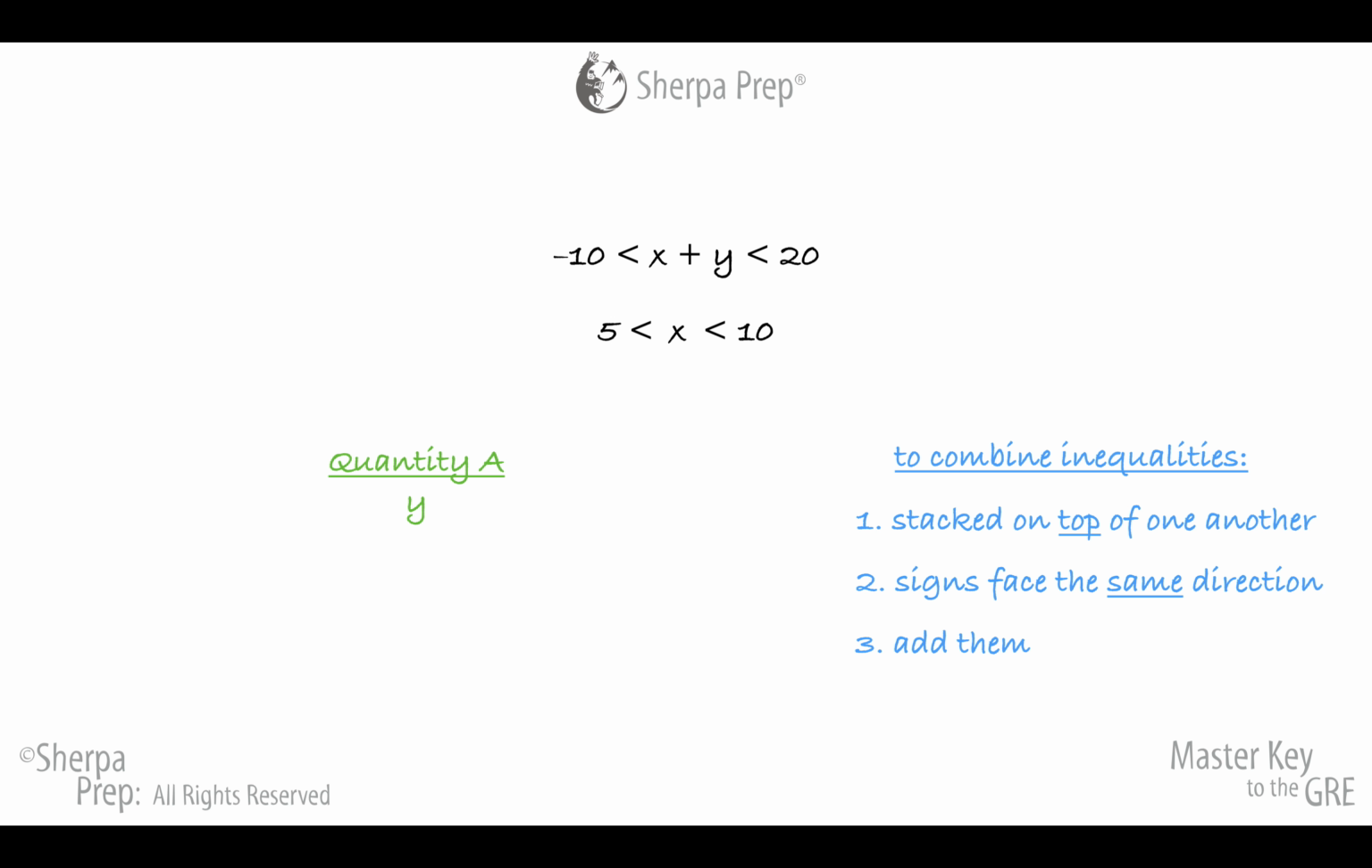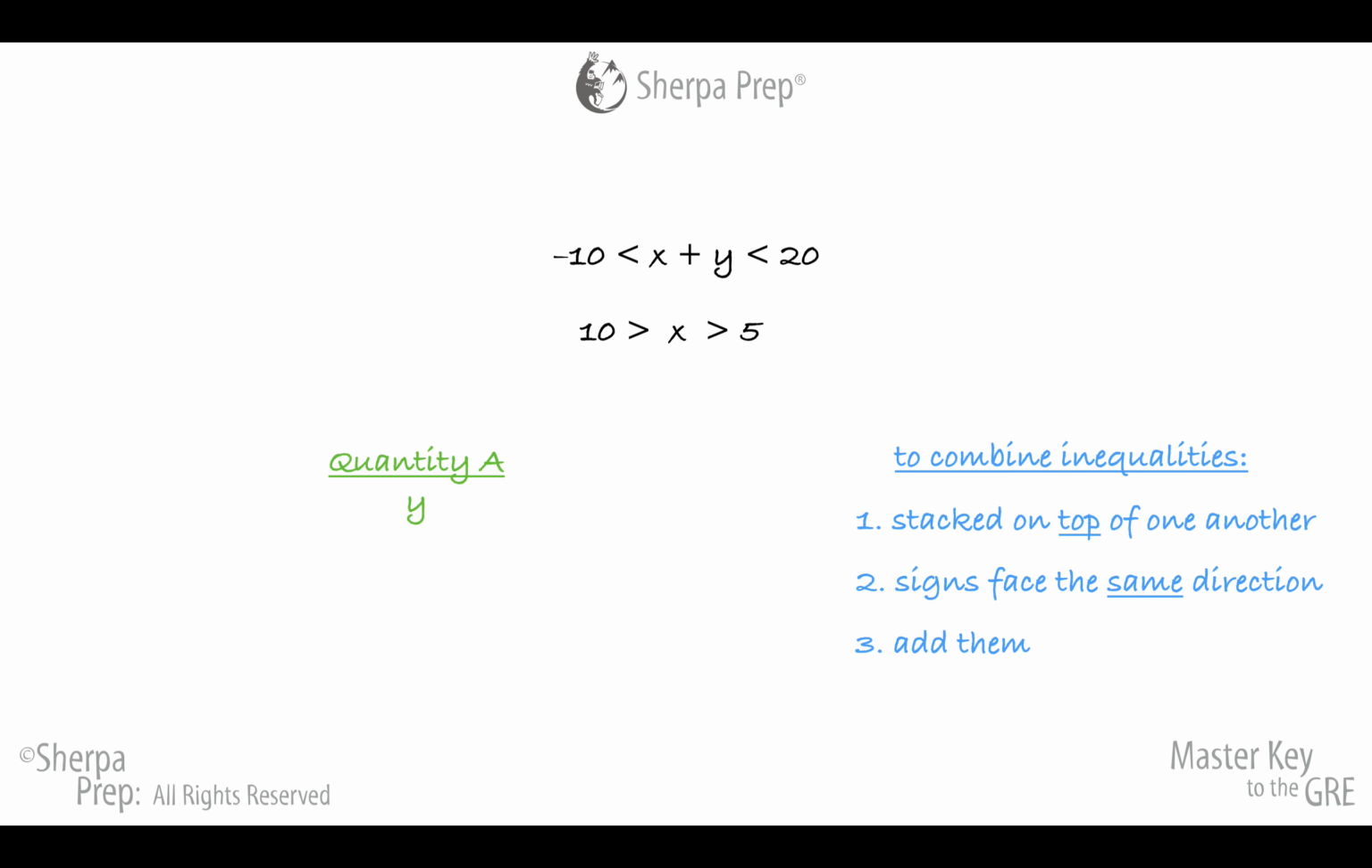Ideally, when we combine these inequalities, we want to do so in a way where the x's get eliminated, leaving us with information solely about y. Now, to do that here, we're going to need to rewrite the bottom inequality. Another way of saying that x is greater than 5 but less than 10 is to say that x is less than 10 but greater than 5. But notice when we rewrite that inequality, we flip the signs.